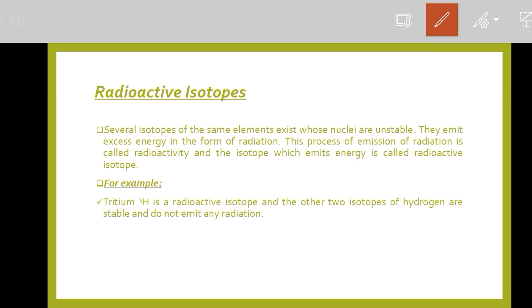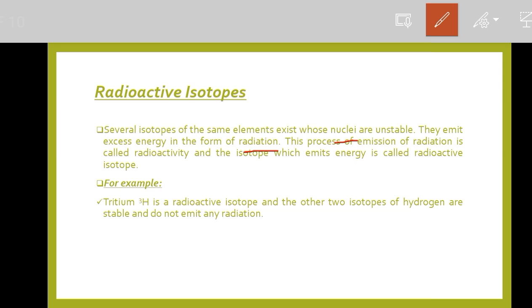Several isotopes of the same element exist whose nuclei are unstable. These isotopes have a nucleus which is very unstable. Unstable means that they do not exist for a long time. They decay over time. They have a very short life period. Whenever they decay, they release energy in the form of radiation.